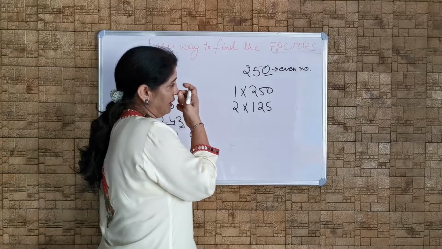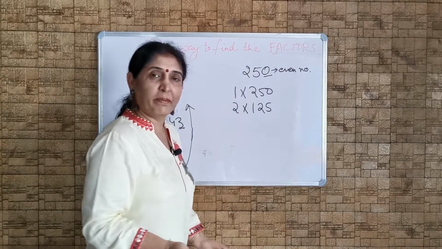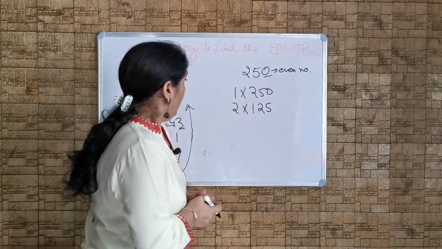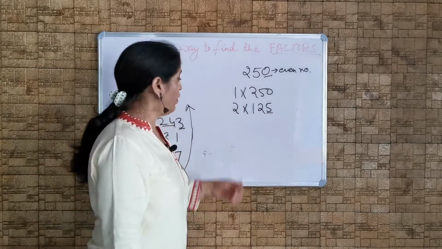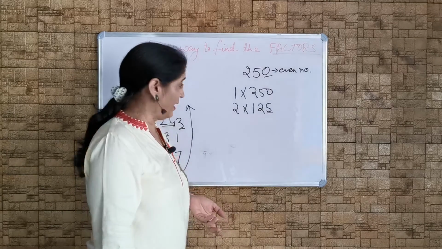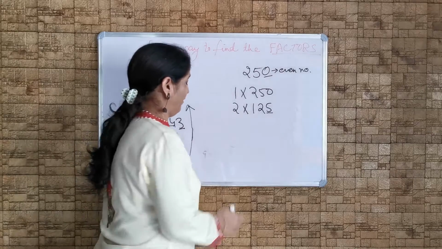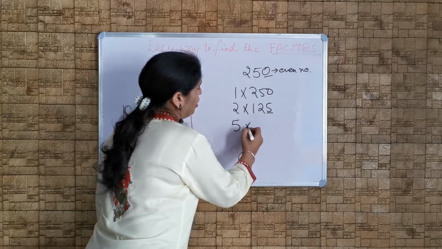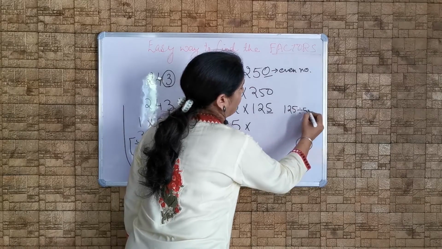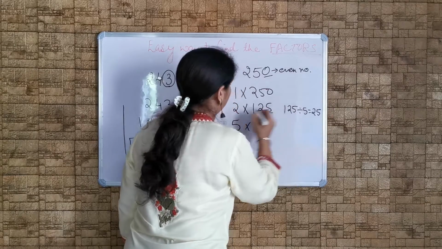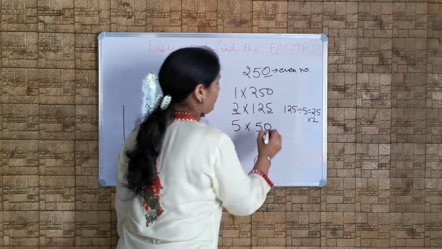So now, if we are going to add 2 plus 5 is 7, it cannot be divisible by 3. Now, the last digit is 5 here, it will not be divisible by 4 as well. But this number will be divisible by the next digit 5. So, let me divide 125 by 5. The answer is 25 and multiplied by 2. It will be 50.